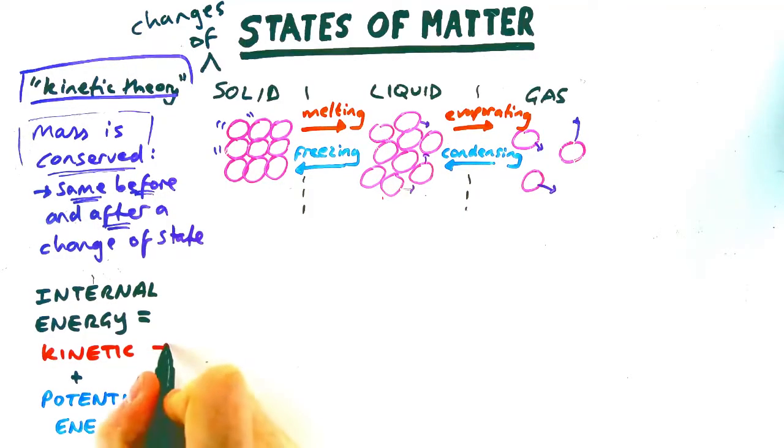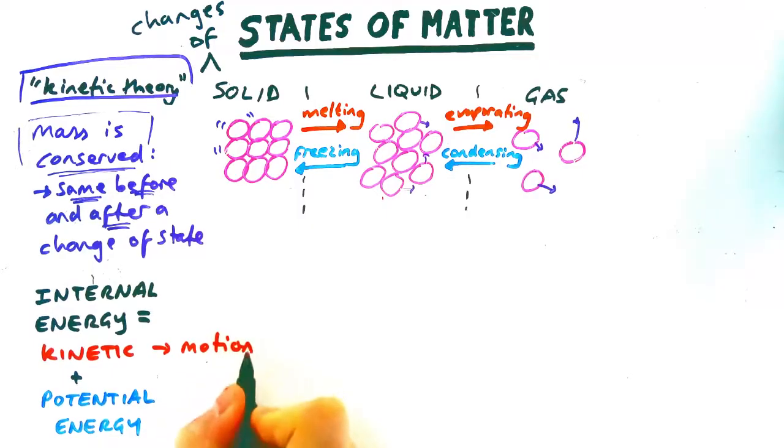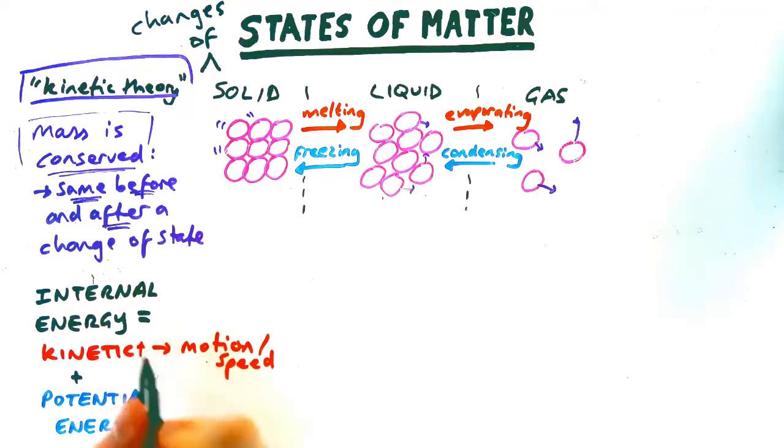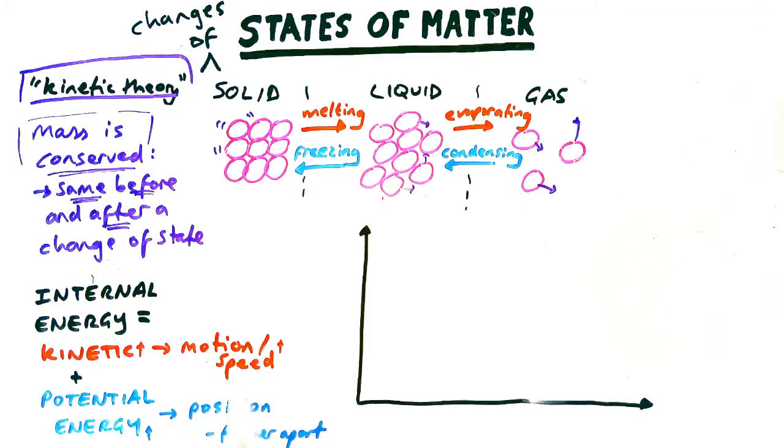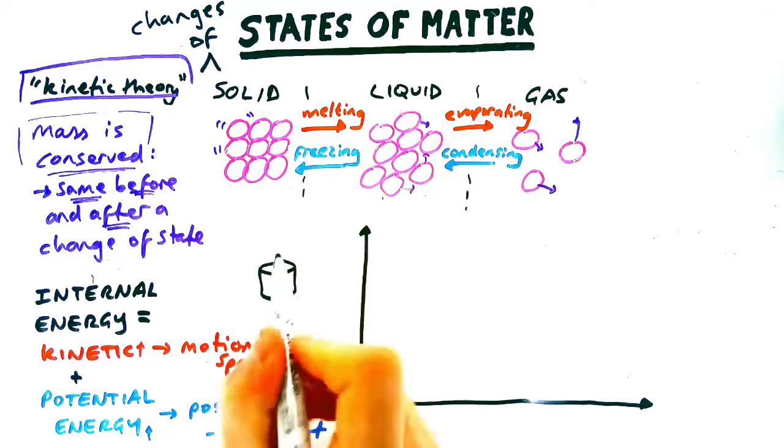We should be quite familiar with kinetic energy from our energy stores. Kinetic energy refers to the amount of motion or movement, or the speed of the particles. So if that increases, the kinetic energy increases. Potential energy is the one you're more likely to forget, which is all about the position of particles. So if they're further apart, the potential energy will increase. Let me show you what I mean with an example.